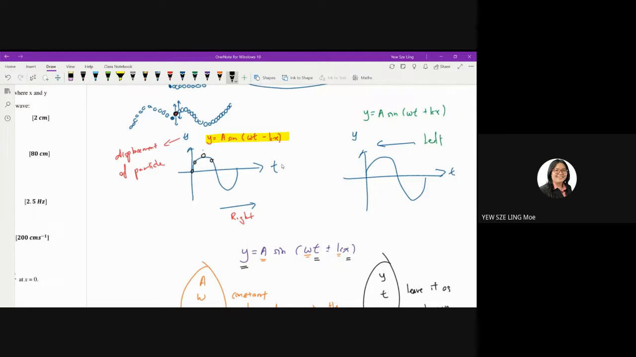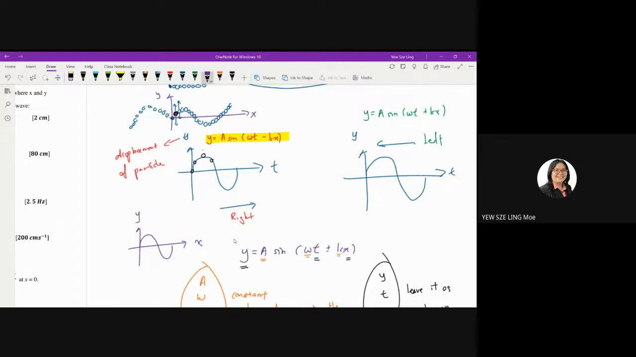So basically, when you have a y against t graph, the idea is quite similar to simple harmonic motion because you're looking at the periodic motion of the particle. But now if you have a y against x graph, the shape would still be the same, but now you're looking at a different position. What is the displacement of the particles? All particles will have a different displacement at a different distance. So in y against x, at different distances, the particles will have different displacements.